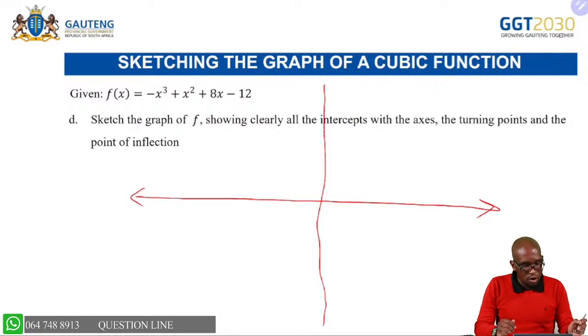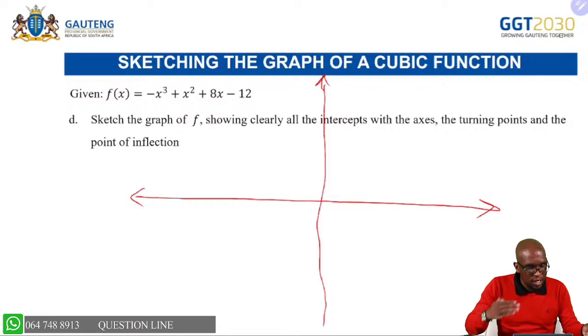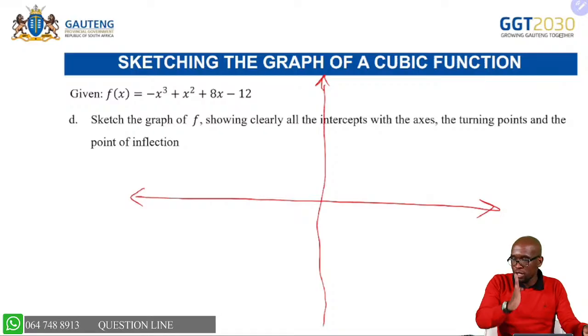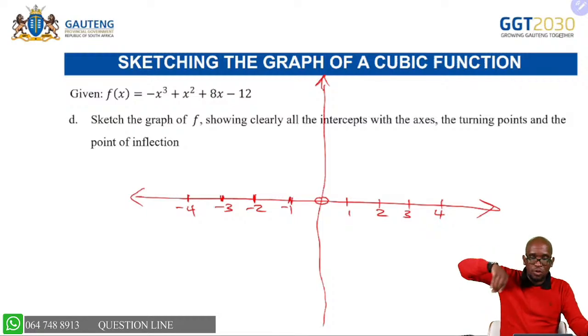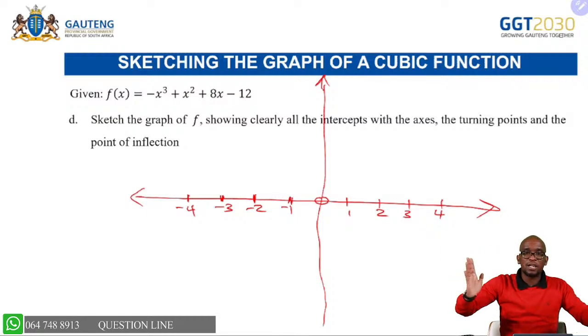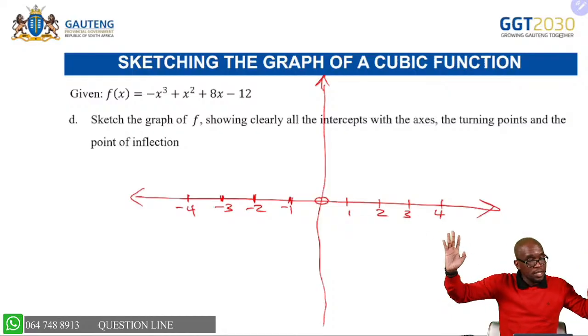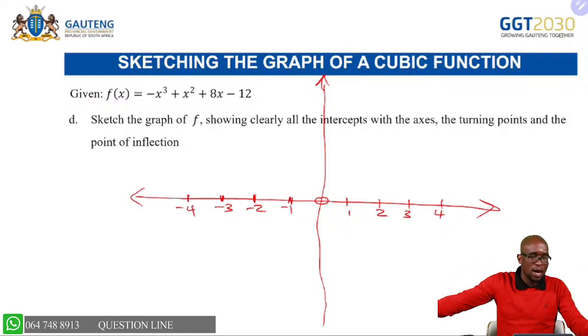Now, I'm going to start off with the scale for the x-axis. You can use different scales. Obviously, my x values are 2 as well as minus 3. So I'm going to use scales of 1: minus 4, minus 3, minus 2, minus 1, 0, 1, 2, 3, 4. I'm using scales of 1 on my x-axis because when I check my x-intercepts, they range between 2 and minus 3.